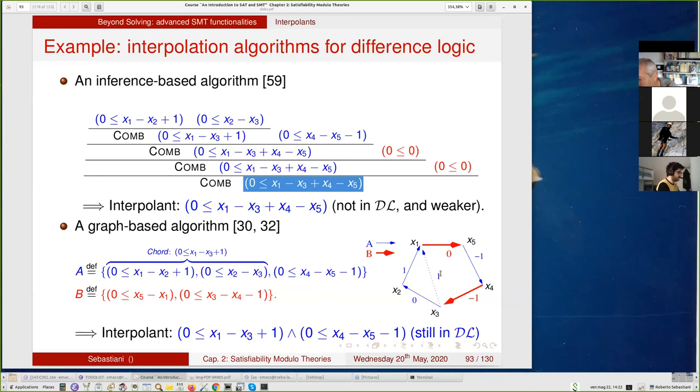The interpolant, well, of course, it's a chord, right? If x1 minus x2 is smaller or equal than 1 and x2 minus x3 is smaller or equal than 0, then x1 minus x3 is smaller or equal than 1. Okay? It's just transitivity of the smaller or equal operation. Okay? So the interpolant is implied by A. Okay? And the interpolant is built only on the shared variables. Yes, because the chords consider only the variables at the intersection with the red arcs. So this variable here, this variable here, this variable here, this variable here. Okay?